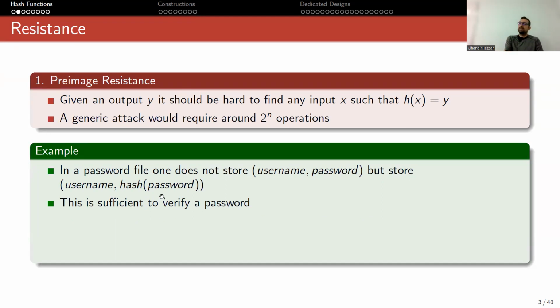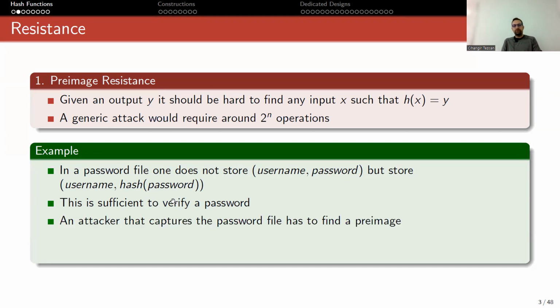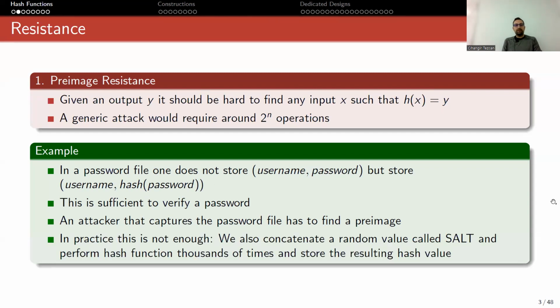But if the database leaks, the hashes of passwords leak, not the passwords themselves. Due to preimage resistance, by looking at the hash, people should not be able to guess your password. Of course, if it is really simple, a brute force can get your password, but if you choose a strong password, then this would be hard. An attacker that captures the password file has to find a preimage. So if the hash function is preimage resistant, then you're okay. Of course, we will talk about this later, but let's give a note. Although I suggest this, nowadays we don't simply use it. What we do is concatenate a random value called salt to the end of the password, then calculate the hash, but do not stop there.